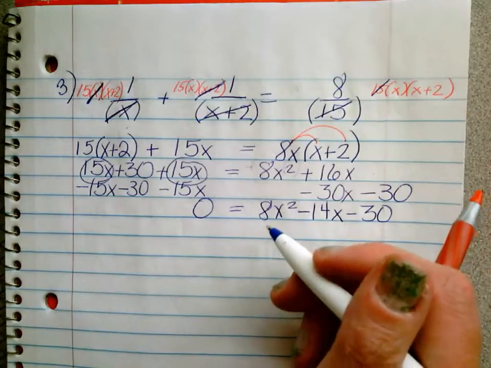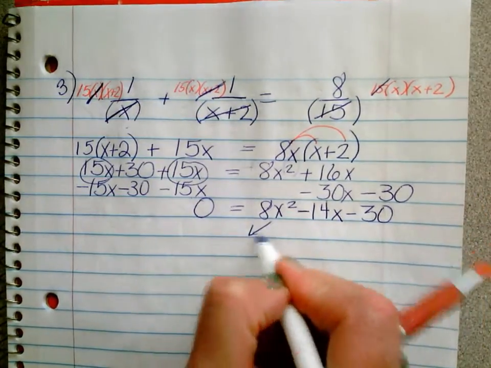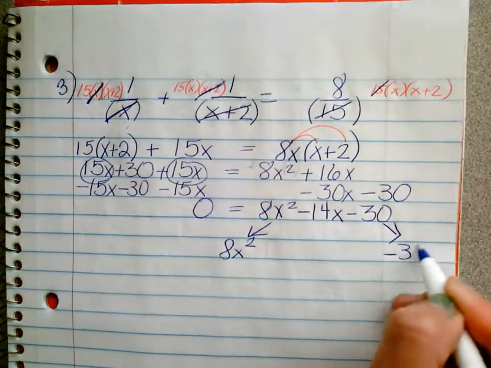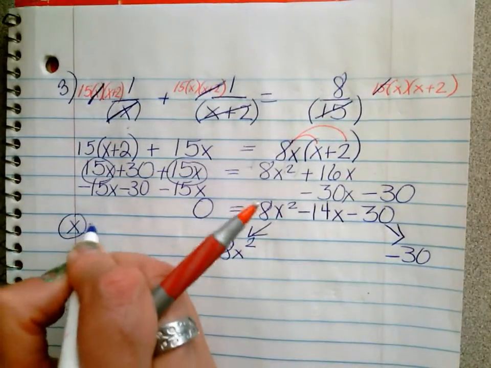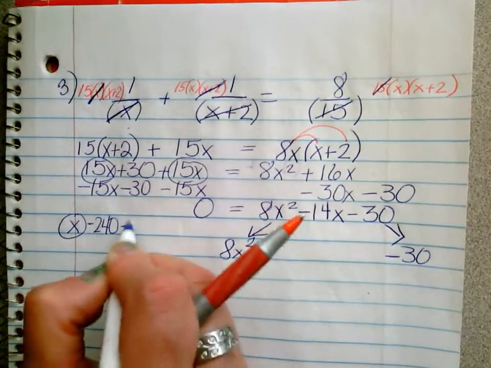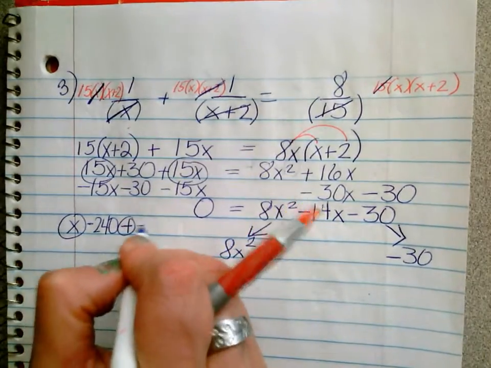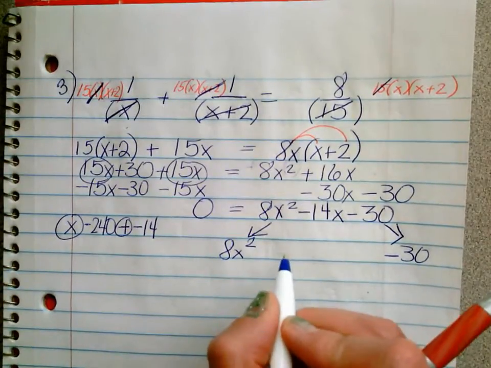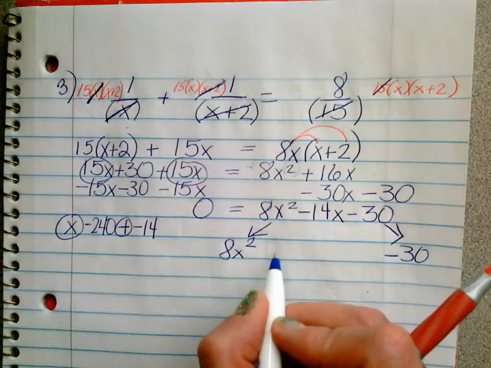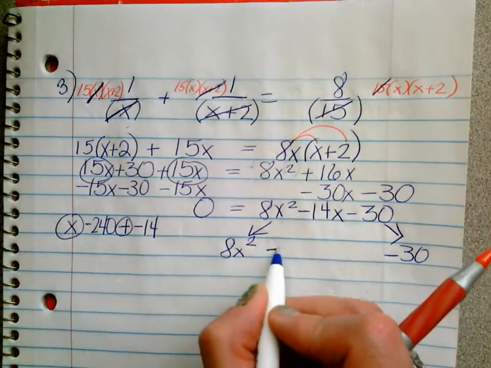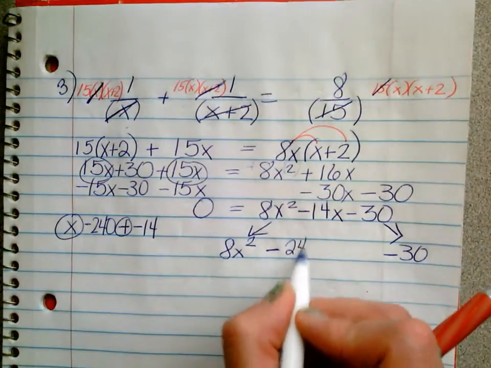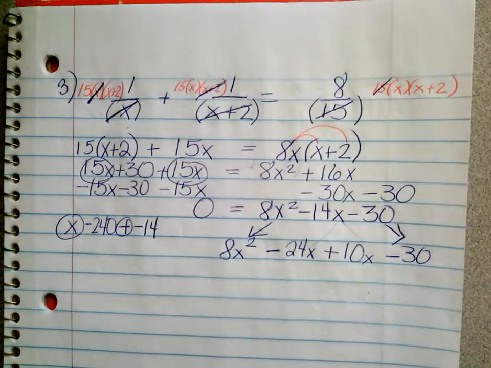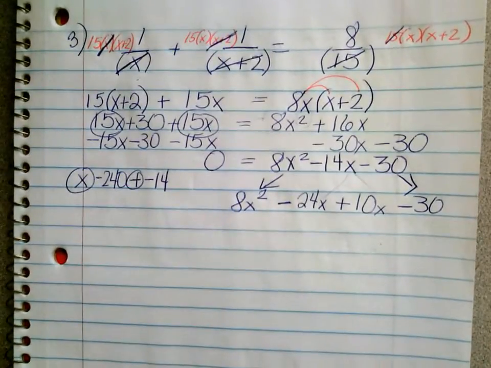Factor and solve for 0. Factors, what's 8 times negative 30? Negative 240 is right. So factors of negative 240 who have a sum of negative 14. So you would hunt and peck for a while, but hopefully you would find that it is a negative 24 and a positive 10. Remember, you keep your x's in there. Okay? You guys okay so far?